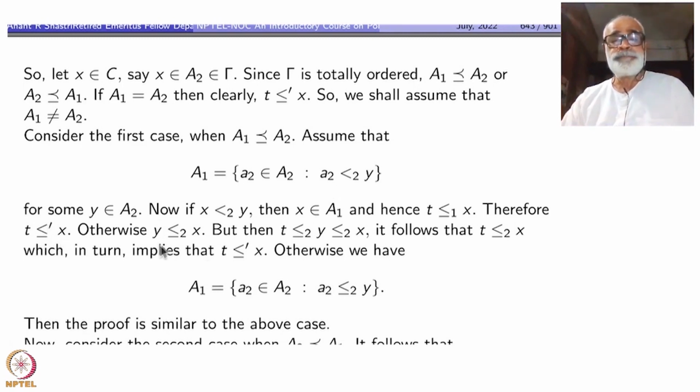Now, the second case is Y is less than or equal to X. But then T will be less than or equal to Y, less than or equal to X. So it follows that T is less than or equal to X, which in turn is T less than or equal to prime X. The second case is instead of an open ray, you have a closed ray. That means A1 is all A2 such that A2 is less than or equal to Y here. The proof is exactly the same. You just put less than or equal to here, and there you had just put less than, that's all. So identical proof.